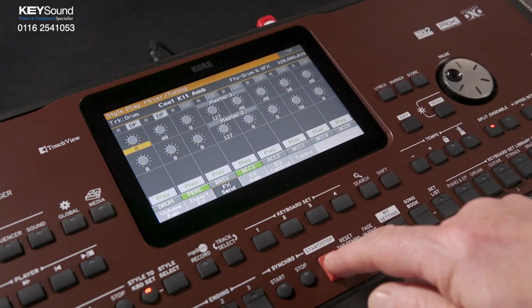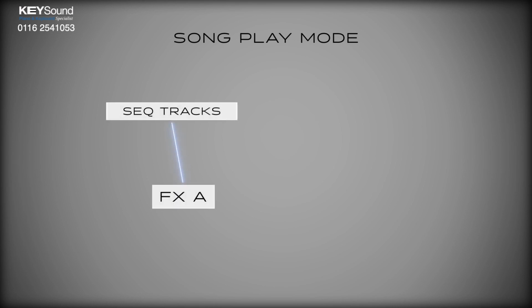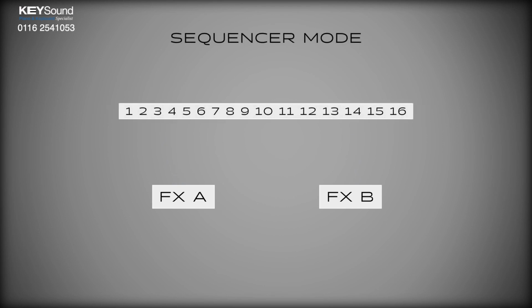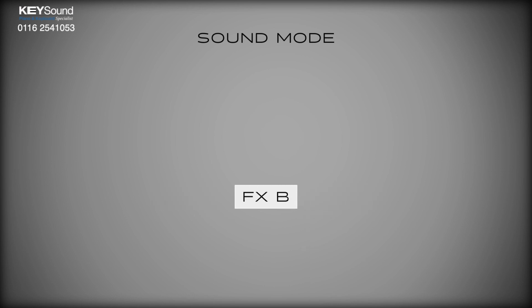Although we've been using style play to explain the insert and master effects, the other modes logically work the same way. In song play, the sequence tracks use effects group A and the keyboard set uses effects group B. In sequencer mode, each track has access to either effects group A or B. In sound mode, only effects group B is available.